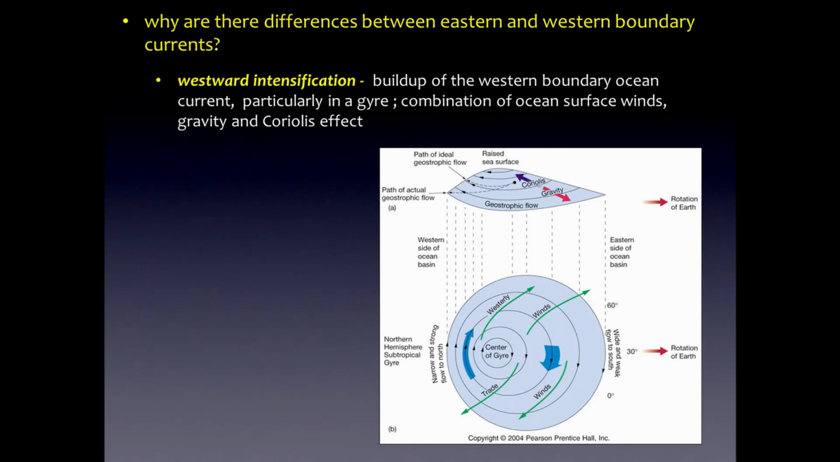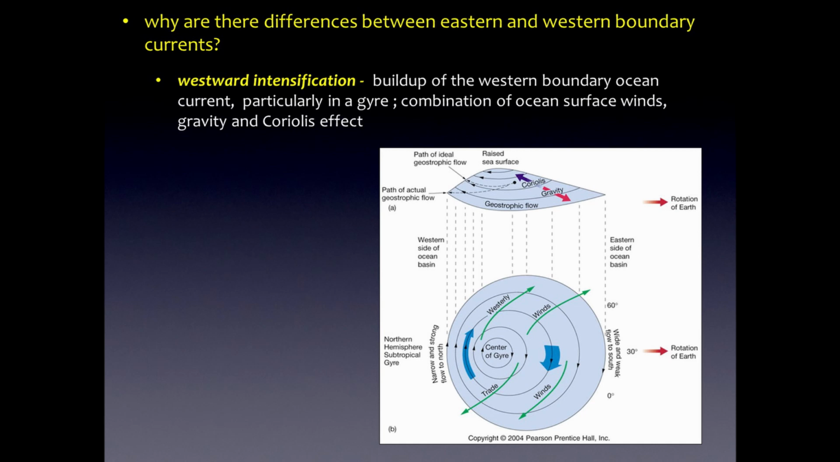Why do we see these differences between eastern and western boundaries? Especially, why are the differences in the fact that one is narrow and deep and one is very shallow and broad? And this is due to something that we call westward intensification. What we see is a combination of the ocean surface winds, gravity and the Coriolis effect. All of these three things work together. It causes a buildup of the western boundary ocean current.